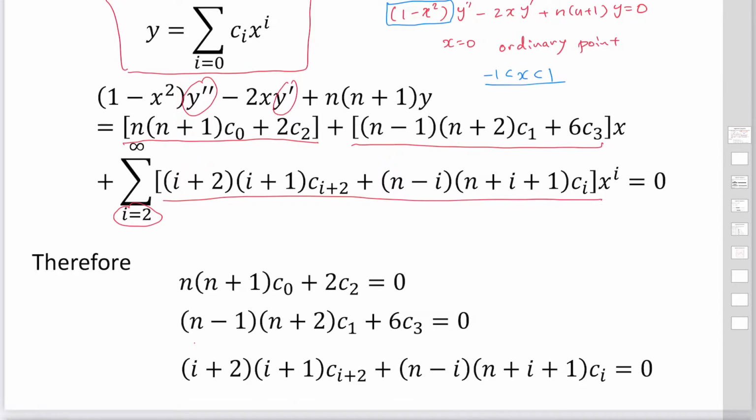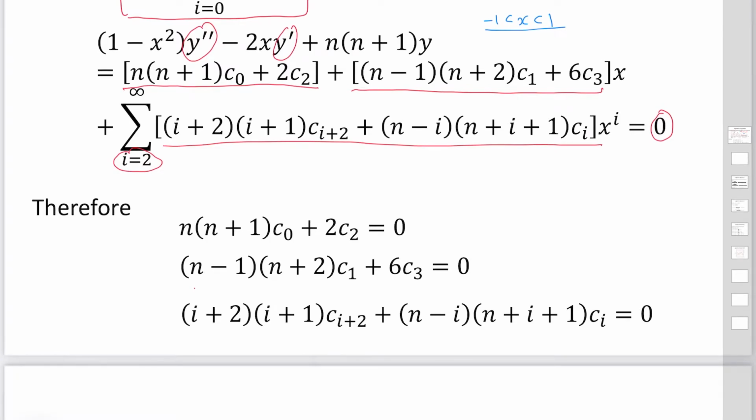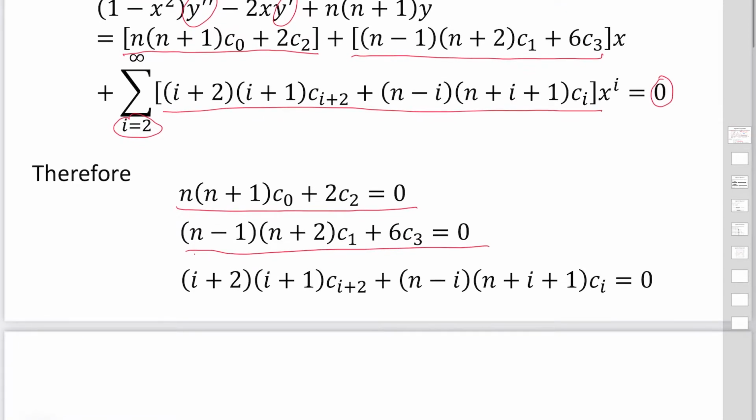Even if you substitute any value of x, this has to be 0. So every coefficient needs to be 0 to satisfy this equation. You have 3 equations. The coefficient of the constant term is n times (n plus 1) c sub 0 plus 2 c sub 2 equals 0. The coefficient of x is the next equation, (n minus 1) times (n plus 2) times c sub 1 plus 6 c sub 3 equals 0. The coefficient of x to the i is the third equation we obtained.